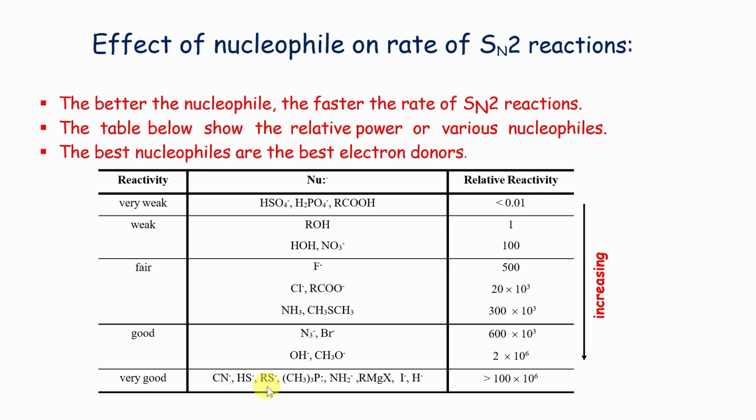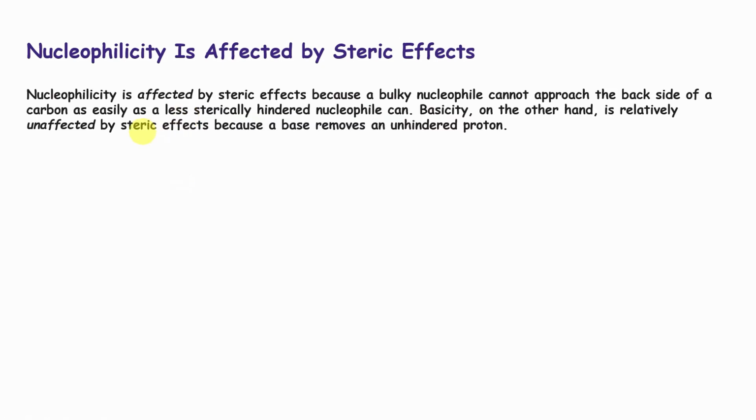Whereas very good nucleophiles are cyanide, thioalcohol, sulfides, trimethyl phosphide, amide, Grignard's reagent, iodide, and hydride. All these are very good nucleophiles. So we can say, as the nucleophilicity of the nucleophile increases, the rate of the SN2 reaction increases. Nucleophilicity is usually affected by the steric effect.